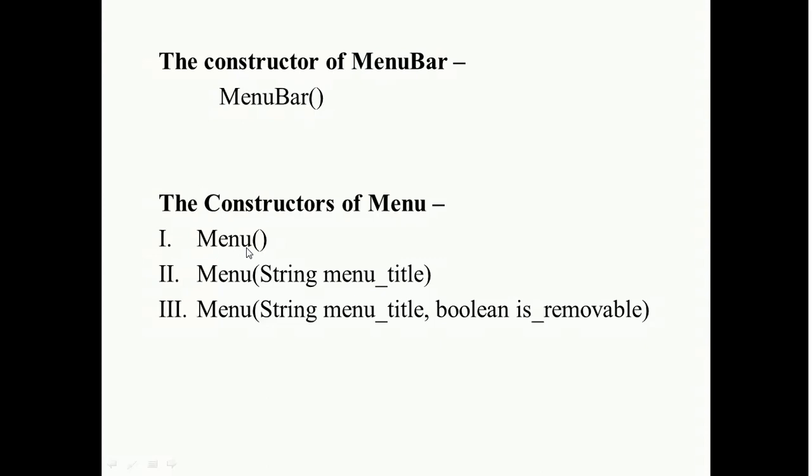First is menu having no parameters, so it simply creates a menu without any title. Second creates a menu with the specified title that is given in the string menu title. And third constructor, two parameters are there. First string menu title and second boolean is removable. The boolean is removable value is true or false. If it is true, then pop-up menu can be removed, and if it is false, then it will remain attached to the menu bar. These three are the constructors of the menu.